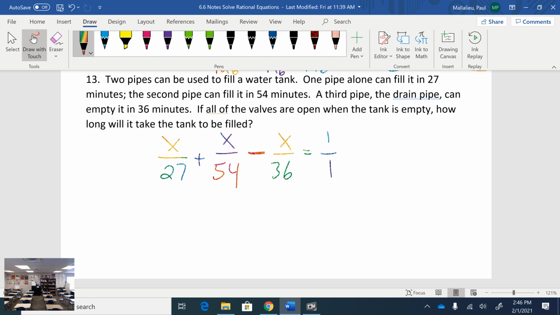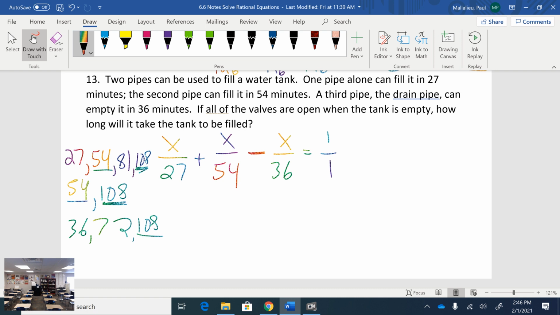So finding our multiples there, we got 27, 54. This one's already 54, so that's a good sign. And then we're saying, if we're at 54, how much farther do we need to go? 81, 108. There we go, 108, so that's good. We know that we need at least that. And then we would say 36, 72, 108. All right, so we're in business. We got to our least common denominator.